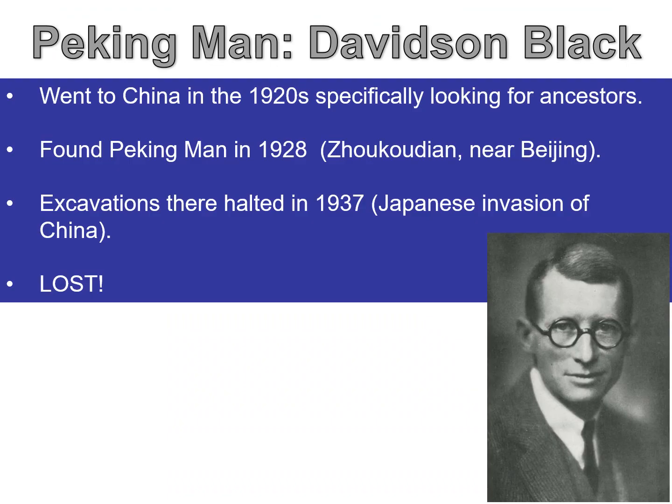So the first specimens to be coming out of the Zhoukoudian cave system near Beijing in China was the fossil specimen called the Peking Man in 1928. A man named Davidson Black went to China in the 1920s specifically looking for ancient human ancestors. And unfortunately, the excavations there were halted in 1937 when the Japanese invaded China.